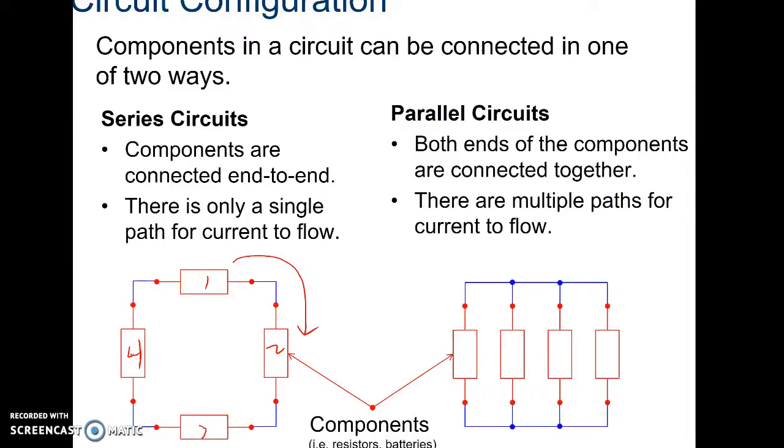In a parallel circuit, both ends of the components are connected together. So like here's component 1, 2, 3, 4. So both of these components are connected at one end. 2 and 3 are connected here, and 3 and 4 are connected here. So the total current can actually flow this way, that way, this way or that way. So there's multiple paths that the current can flow.